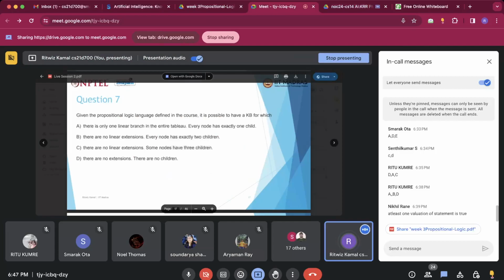All right then. So let's come back to the seventh question for this week, which is: given the propositional logic language defined in the course, is it possible to have a knowledge base for which of the following do you think could be possible? Okay, so I'll again let you think for a couple of minutes and then we can discuss.